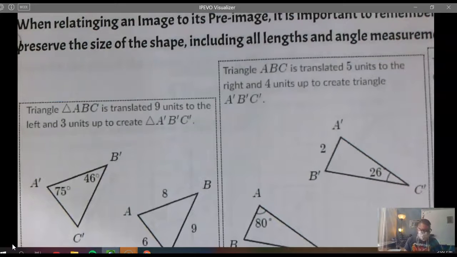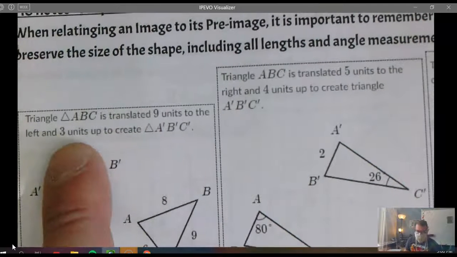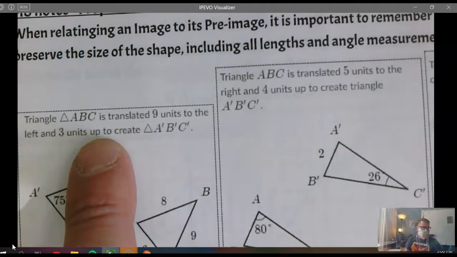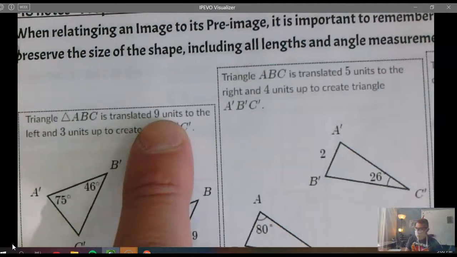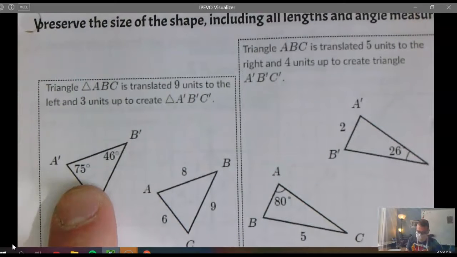So, guys, these notes are going to be really fast. The only reason there isn't more here is I wanted you to have some space to show your work. The translation that happened doesn't really matter that much. What matters is that it has only been translated, right? So they tell us 9 units to the left, 3 units up, so boom, here we are.